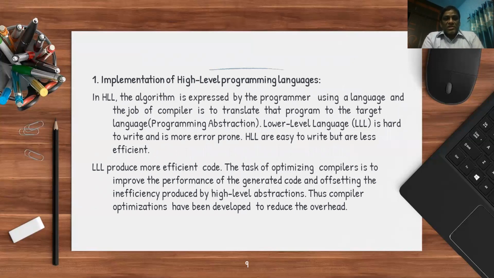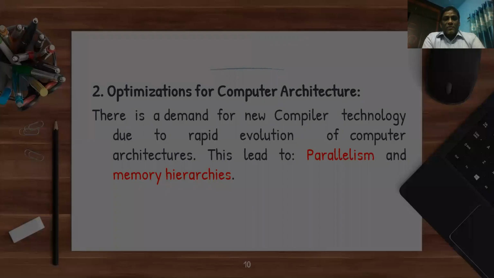So the first application is implementation of high-level programming languages. This application we all know because whenever you design a high-level programming language, you require a compiler for that language, which translates the given high-level language into low-level language, right? So this is the first application of any compiler design. We already know this, okay?